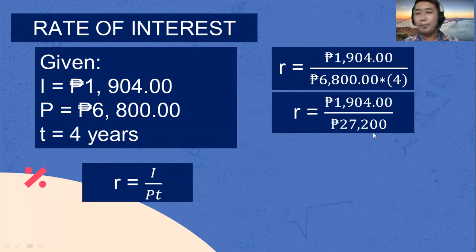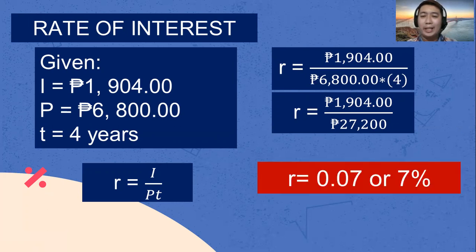That is 27,200. We can now divide 1,904 by 27,200. The answer is 0.07, or 7%.